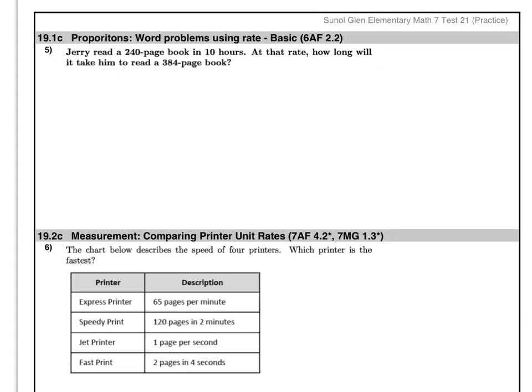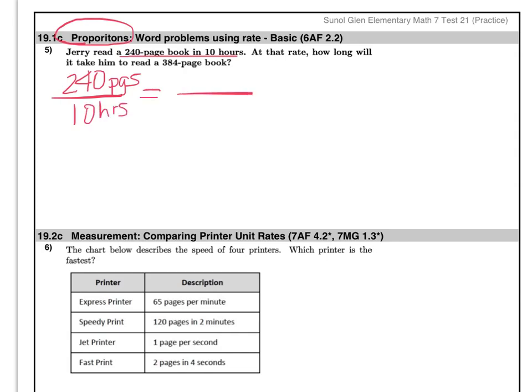Okay, here's problem number 5. Jerry read a 240-page book in 10 hours. At that rate, how long will it take him to read a 384-page book? Okay, well, if we look up at our title, we're dealing with proportions. So we know we need to set up a proportion. So here's our first piece of information. 240-page book in 10 hours. So I'm going to set that up as a proportion. 240 pages in 10 hours. And I'm going to set it equal to something else.